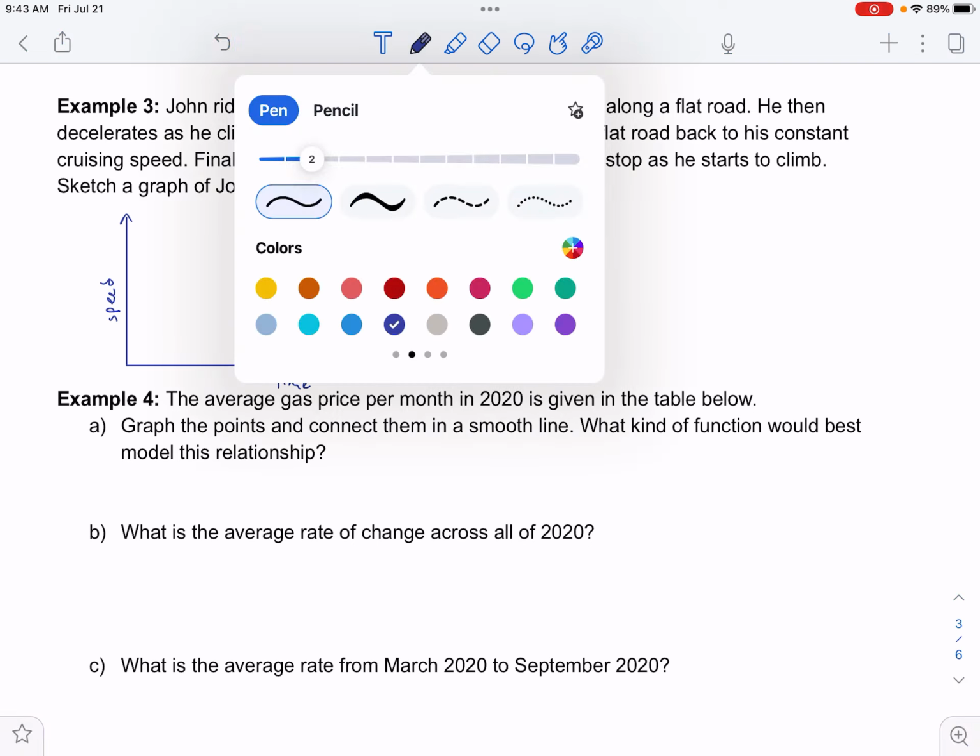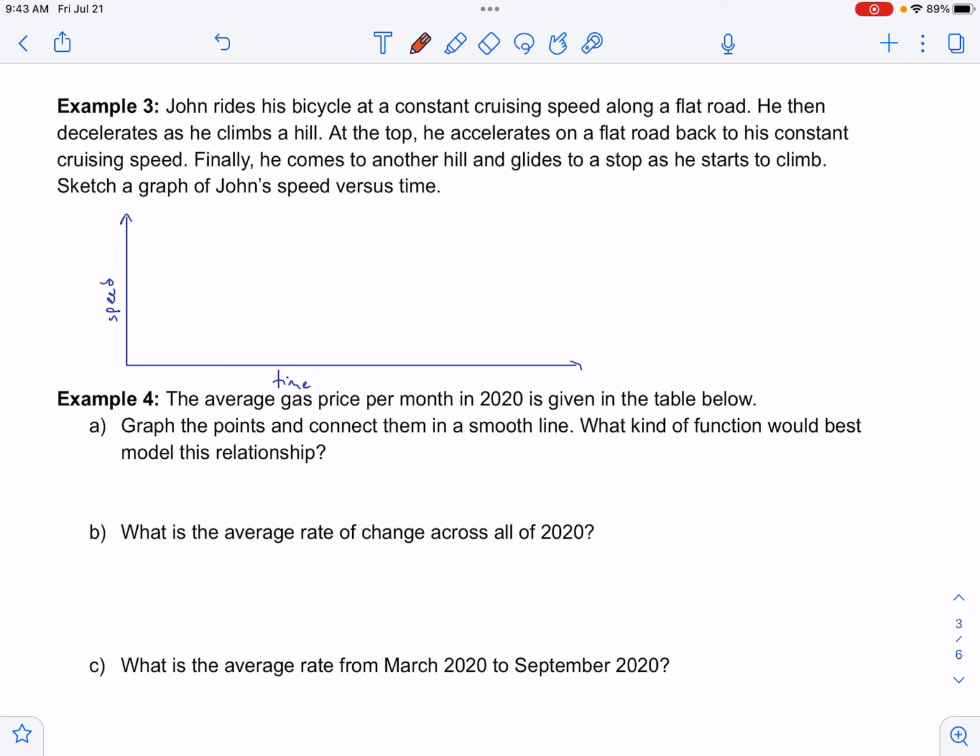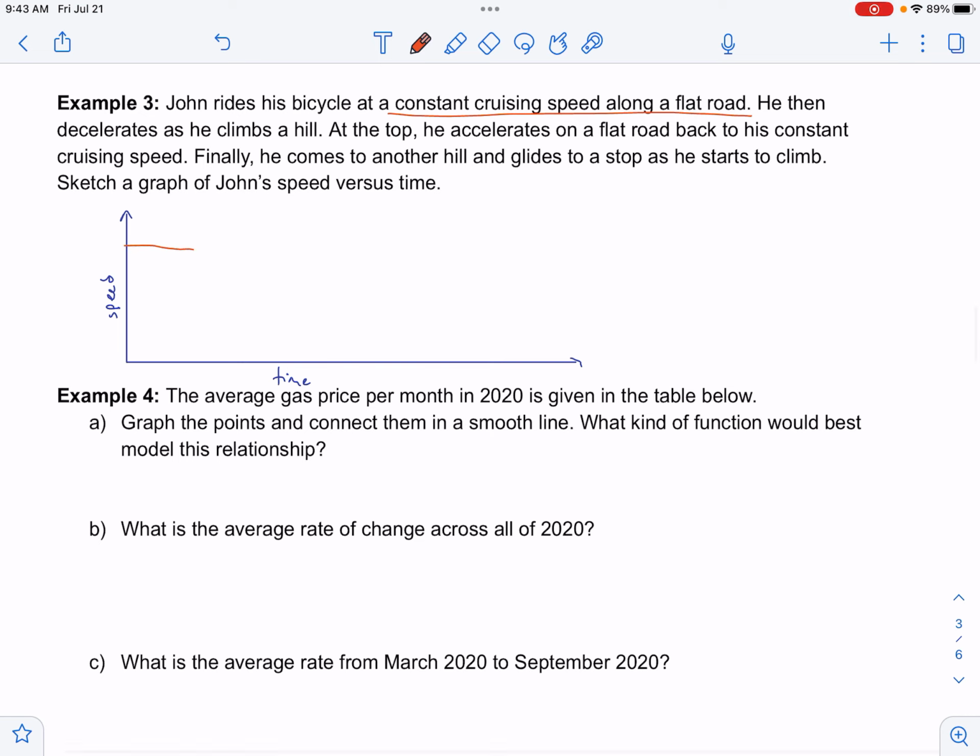And let's take a look at what this might look like. So he's cruising along at a constant speed along a flat road. So he's moving constantly. His speed isn't changing. He then decelerates as he climbs a hill. So he's going down as he's climbing a hill.